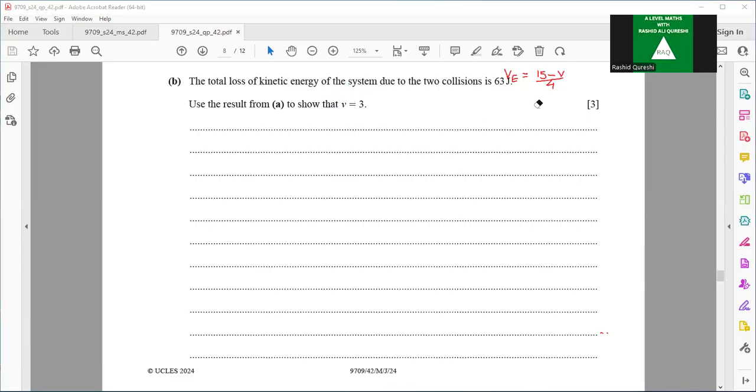Again, the total loss of energy of the system is 63 joules. And whenever we have to use the numerical value of the loss, we have to put the minus sign. So I have the loss of kinetic energy equal to minus 63. Whenever the word loss appears, you have to put the minus sign. Am I right?